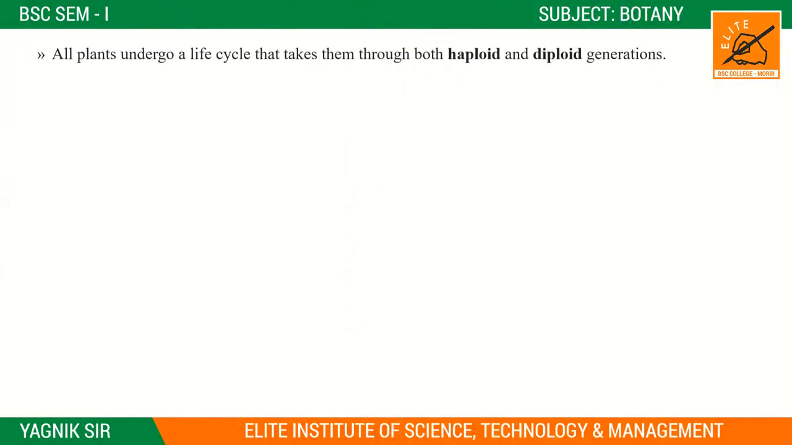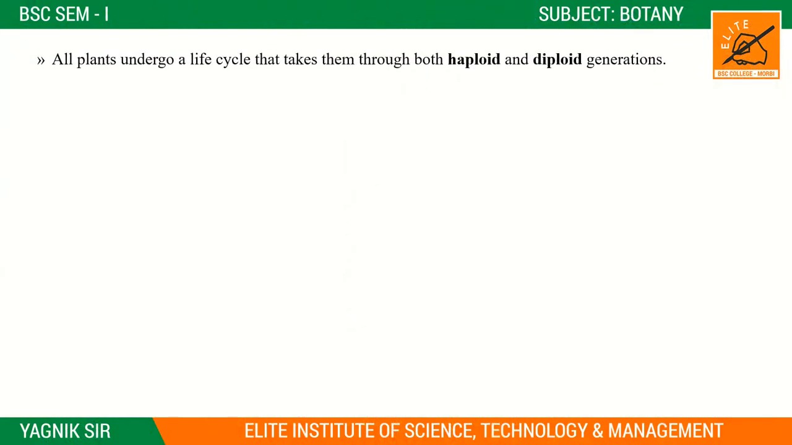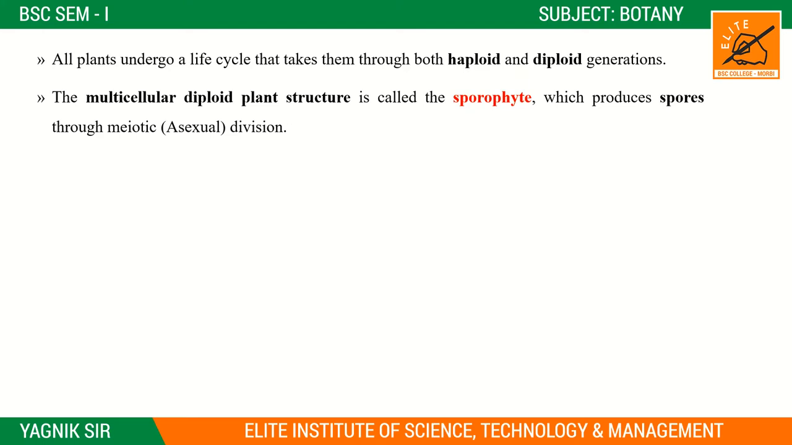So all the plants undergo this life cycle, right? And that takes them through both types of the life cycle, that means haploid and diploid also. The multicellular diploid plant structure is called the sporophyte. So write down this main term: multicellular diploid plant structure. That means a sporophytic phase. In this phase, in this generation, spores are produced, and these spores are produced via meiotic divisions.